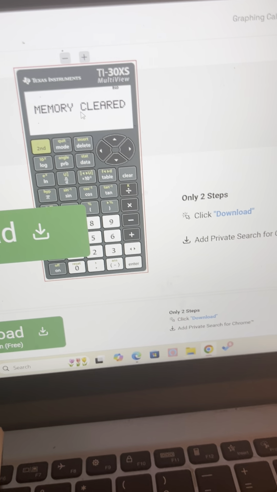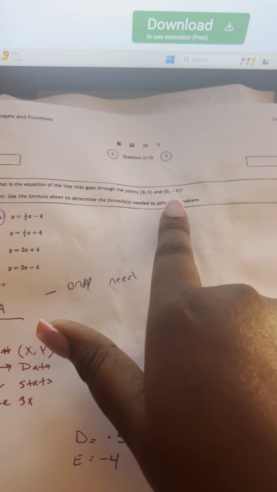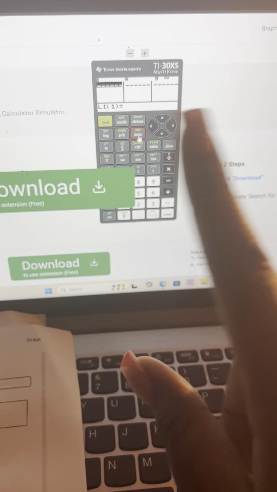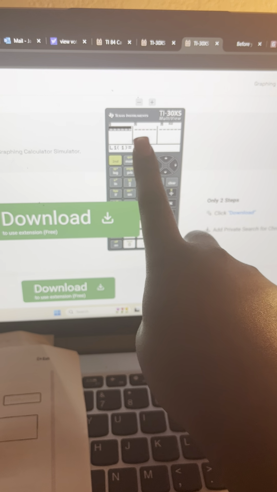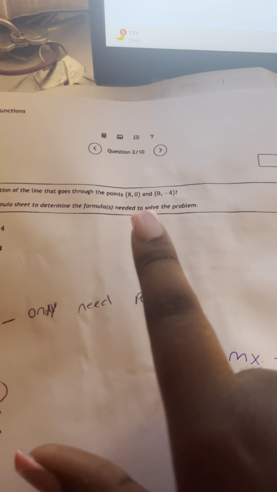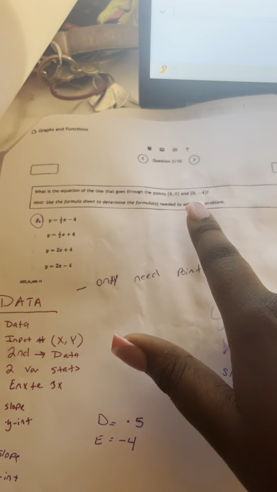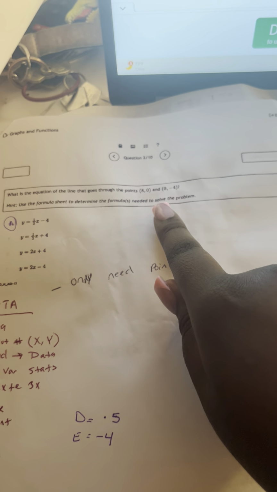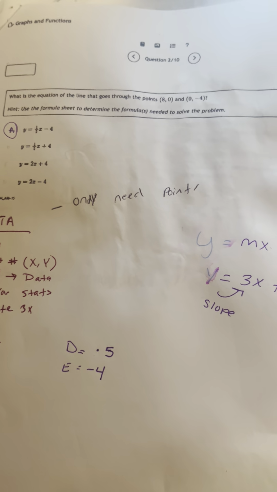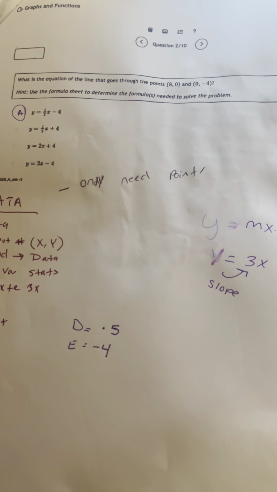Anyways, the first thing that you would do, because it gives you the points, it would be data. So in this, we would press data. This is a chart, basically like the charts that you saw on the first page. So this would be the X values. This would be the Y values. So what I need to do, I need to put the points (8, 0). You see it? This is my first step, by the way. (8, 0), and (0, -4).